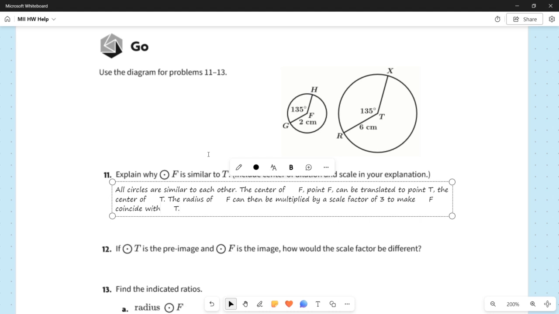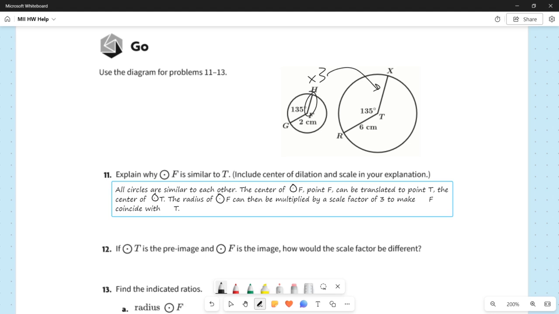Let me go ahead and add all my circle symbols here before I forget. So I'm going to start at the beginning here. All circles are similar to each other. Now, to talk about dilation and scale, the center of circle F, which is point F, can be translated to point T, which is the center of circle T. So we take F and we simply move it to the right to T. The radius of circle F can then be multiplied by a scale factor of 3. So this radius can get multiplied by 3, resulting in this radius, to make circle F coincide with circle T.